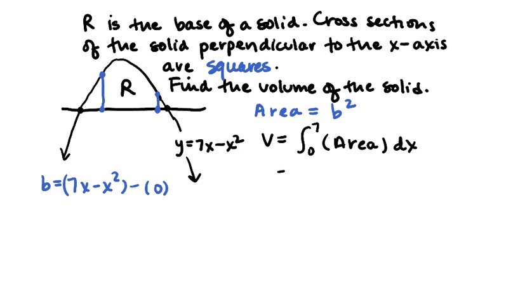We've got area as base squared. So I'm going to take the base, which is 7x minus x squared, and I'm going to square it. And then you can carry out that integration on your own. If you were to do this by hand and not use technology, you would need to square the integrand first. You would need to expand that binomial, but then it wouldn't be too hard. That's definitely something you could do.